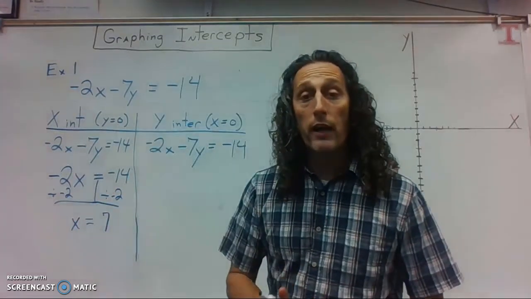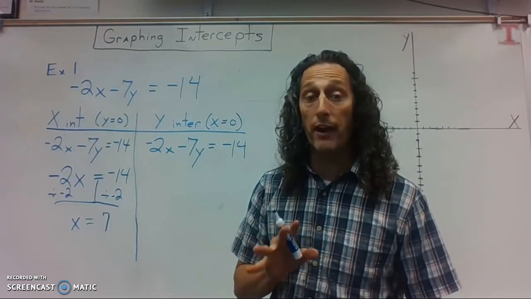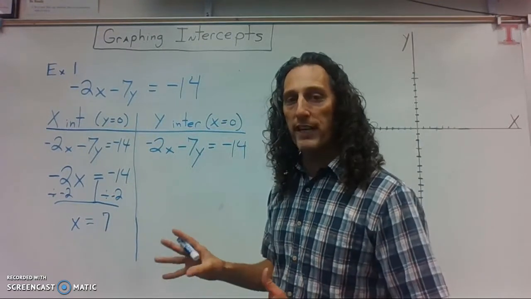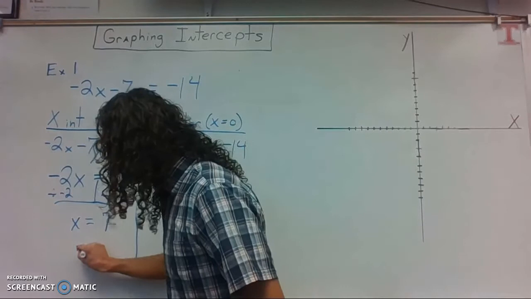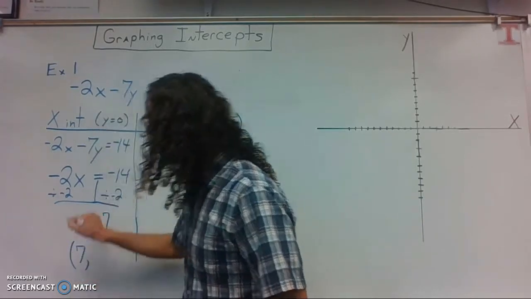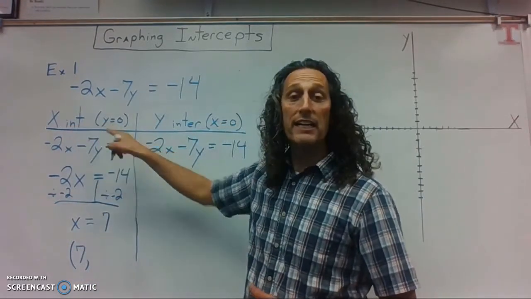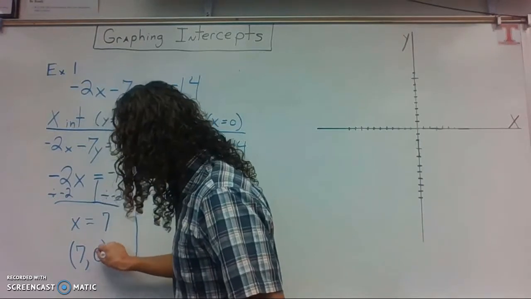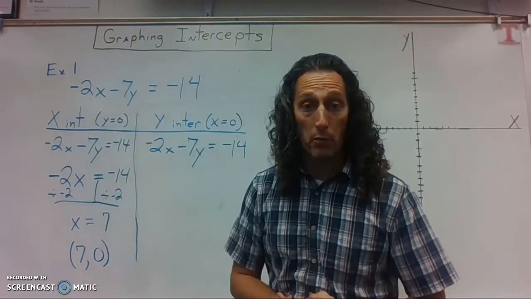But remember, it's a point. It's an ordered pair. So your answer for the intercept is the x term is 7. But again, because it's an x-intercept, the y is 0. So we get to put 7, comma 0. There's one of our points.